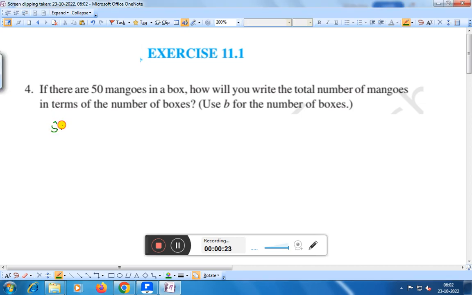Suppose we are writing in this way, that is, in one box there are 50 mangoes. In one box there are 50 mangoes, right?